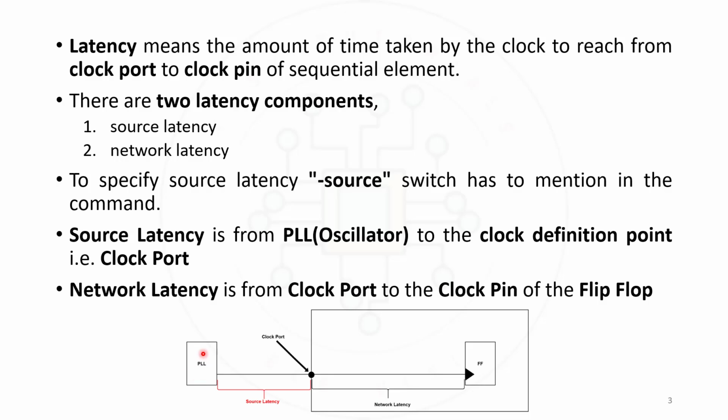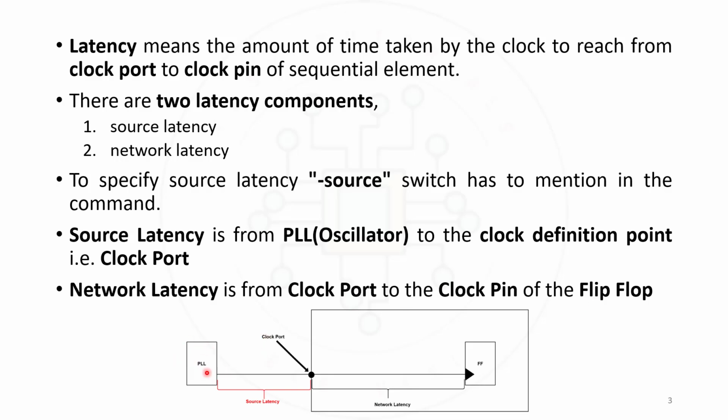The clock is generated by a phase lock loop, and this clock generated by the PLL has to reach the clock port, and from the clock port it will reach the clock pin of the flip-flop. The time taken by the clock to reach from the PLL to the clock port, which is also called the clock definition point, is called source latency. From the clock port to the clock pin it is called network latency. To specify source latency, the hyphen source switch has to be mentioned in the command. Source latency is from the PLL, that is from the oscillator, to the clock definition point. Network latency is from the clock port to the clock pin of the flip-flop.